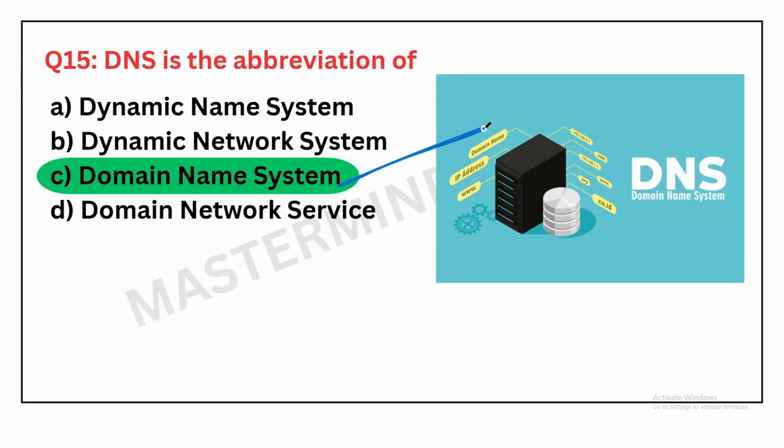Domain name system, or DNS, is a system that converts user-friendly domain names like www.example.com into numerical IP addresses that computers use to locate each other on the internet. This makes browsing easier as people don't have to remember complex number sequences.